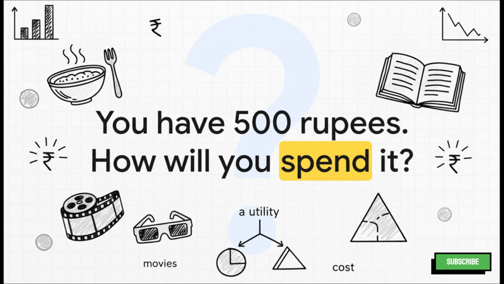Just imagine you've got 500 rupees in your pocket right now. How are you going to spend it? Are you thinking food, maybe a movie, or a new book? That simple choice is right at the heart of everything we're talking about today. How does a rational person decide what to do when they just can't have it all? That right there is the core question of consumer theory.